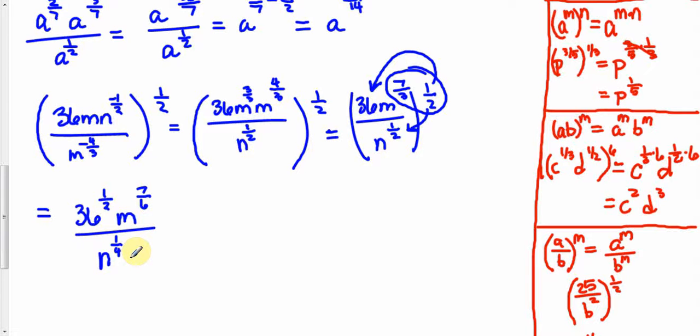They actually want you to stop here. No, we have to do one more thing. What's the 36 to the 1/2 simplify to? 6. So you had to go one more step.